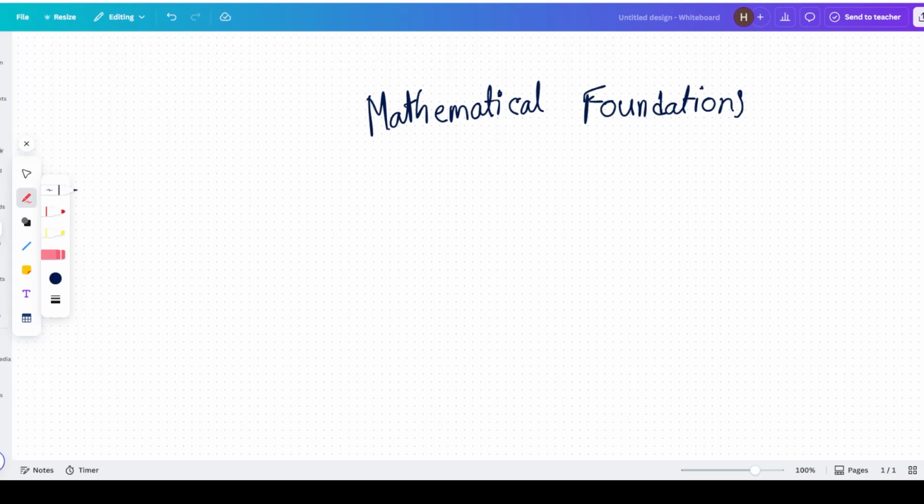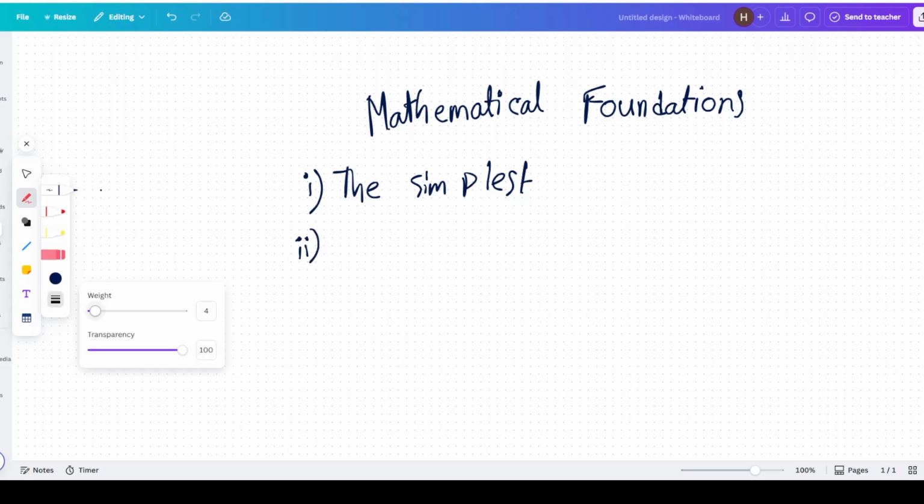In stage 1, we will be using the simplest case. Let me just make this a little bit smaller. Yeah, I think this should work. Okay, so stage 1 will be our simplest case, and stage 2 will have our multiple inputs.